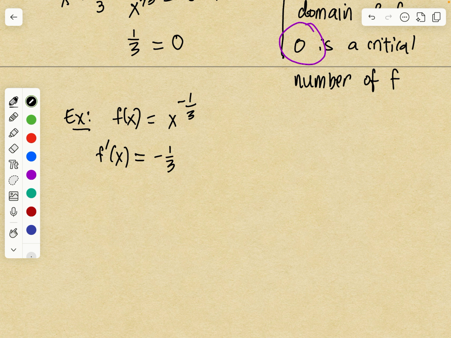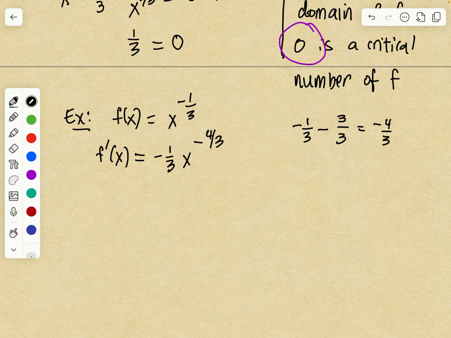That's negative 1/3 times x to the negative... Well, you subtract 1 from the exponent, right? So if you do negative 1/3 minus 1, how do I do that? I need to get the common denominator because I want to write 1 as a fraction. So 1 is the same as 3 over 3, so I can get the common denominator of 3, and that'll give me negative 4/3 because I get negative 1 minus 3 on the top. So this is x to the negative 4/3.